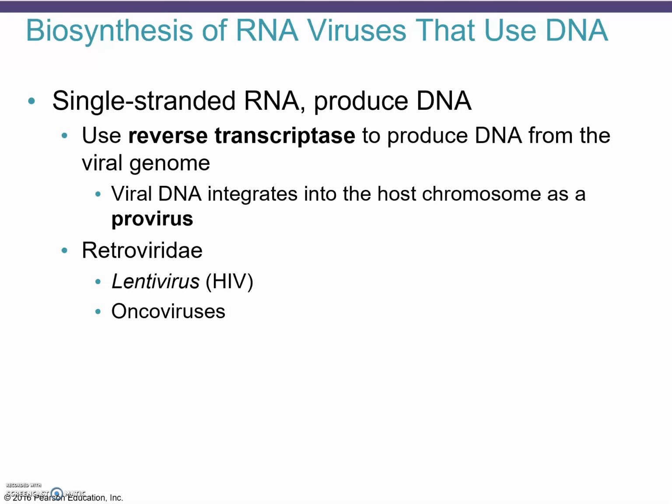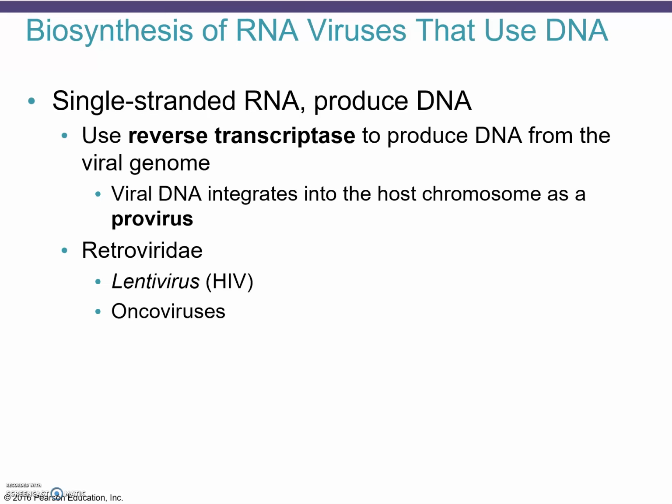Next are RNA viruses that use DNA. They will start out with single-stranded RNA and then produce DNA. In order to go backwards from RNA toward DNA, we need to use an enzyme known as reverse transcriptase. Now remember what we said earlier, that the central dogma of molecular biology means that you go from DNA to RNA via transcription. If you go from RNA to DNA, you're going backwards. That means we're doing reverse transcription.